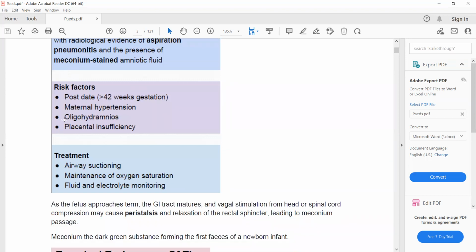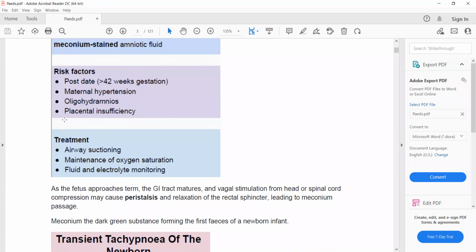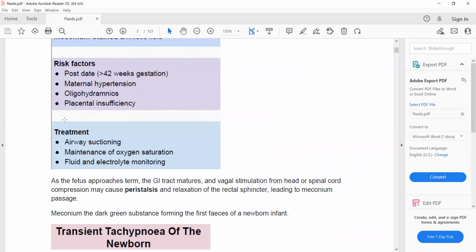Treatment of meconium aspiration syndrome is very simple because it is due to aspiration of the meconium. So airway suctioning is important, and maintenance of oxygen saturation, and again fluid and electrolyte monitoring.